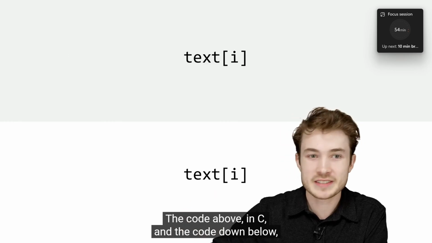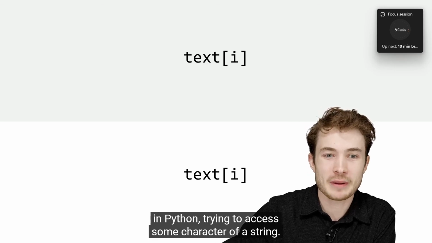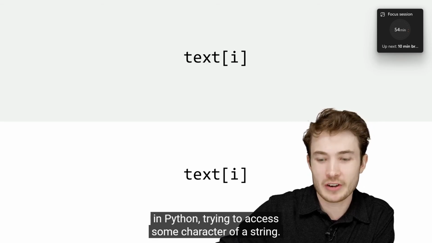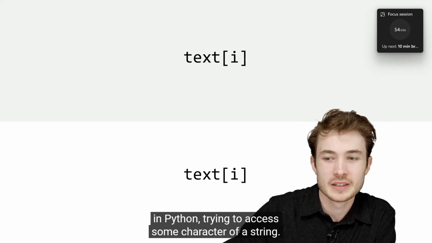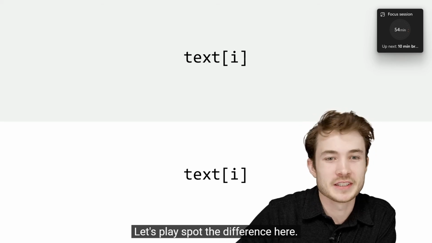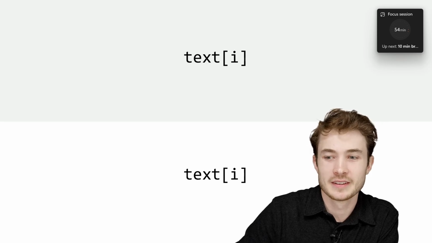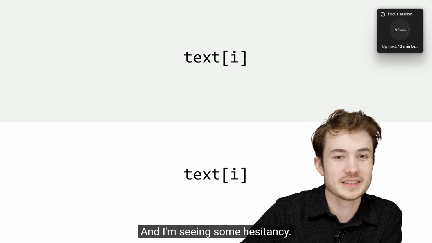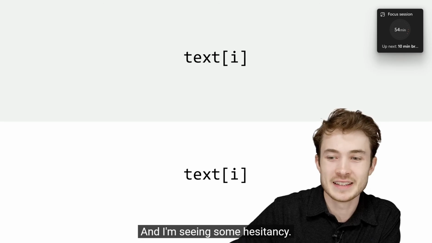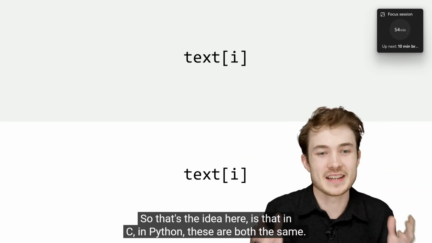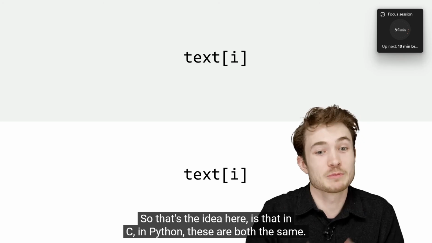The code above in C and the code down below in Python, trying to access some character of a string. Let's play spot the difference here. And I'm seeing some hesitancy. There's no difference. So that's the idea here, is that in C and Python, these are both the same.